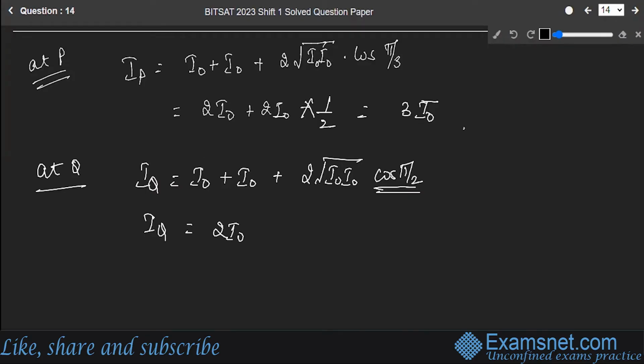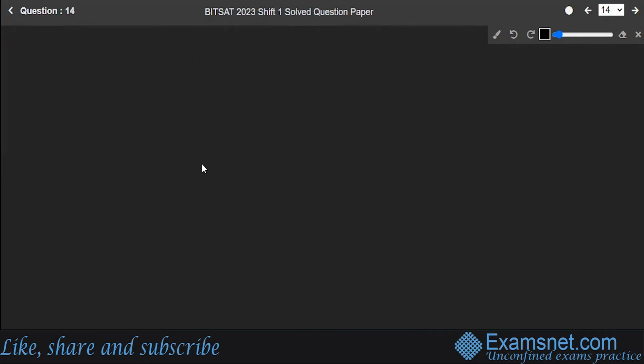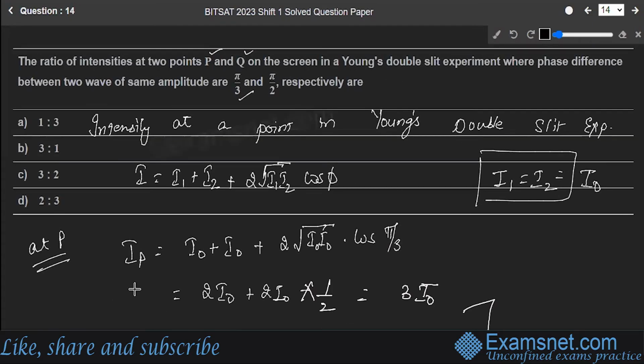You have to find out the ratio of the two intensities. So dividing both of them, you will have IP upon IQ is equal to 3 by 2. So this is equal to 3:2. That makes option C the right answer. Hope you understood this. Next is question number 15.